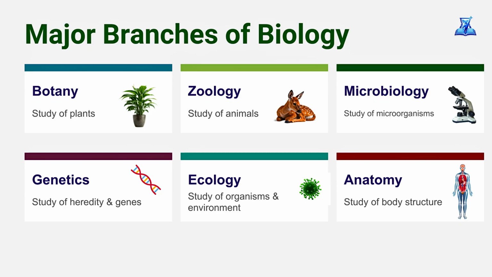Next, ecology focuses on how organisms relate to their environment and each other, revealing the complex web of life around us. Moving on, genetics explores heredity and genes, giving us insight into how traits are passed down and how species evolve over time. Microbiology is all about microorganisms, bacteria, viruses, fungi, that play crucial roles in health, industry, and ecosystems. Zoology is the study of animals, from tiny insects to large mammals, helping us understand their behavior and adaptations. Lastly, botany examines plants, which are essential for life on Earth, providing oxygen, food, and habitat.